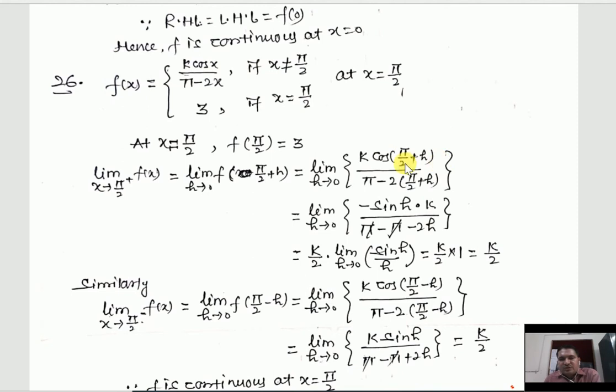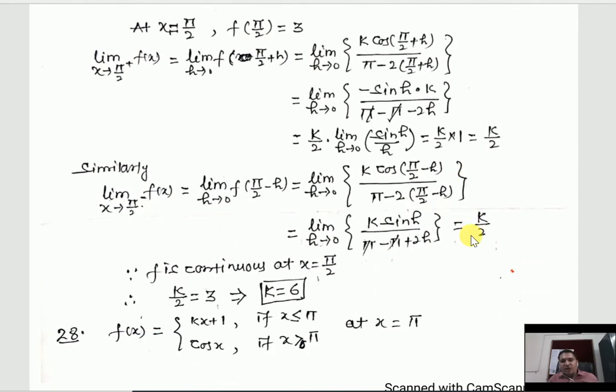So cos of 90 plus theta will lie in the second quadrant: first quadrant 0 to 90, second quadrant 90 to 180, in the second quadrant sin and cosec are positive. So cos of 90 plus theta is what? Minus sin theta, so minus sin h into k. Now simplify the denominator. If you simplify the denominator, you will get minus 2h in the denominator. So k upon 2, the minuses get cancelled, and you can apply the limit sin h upon h, that is 1, k upon 2.